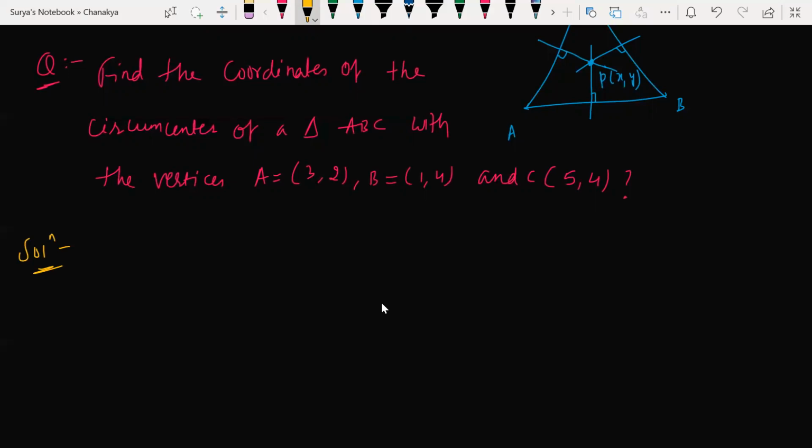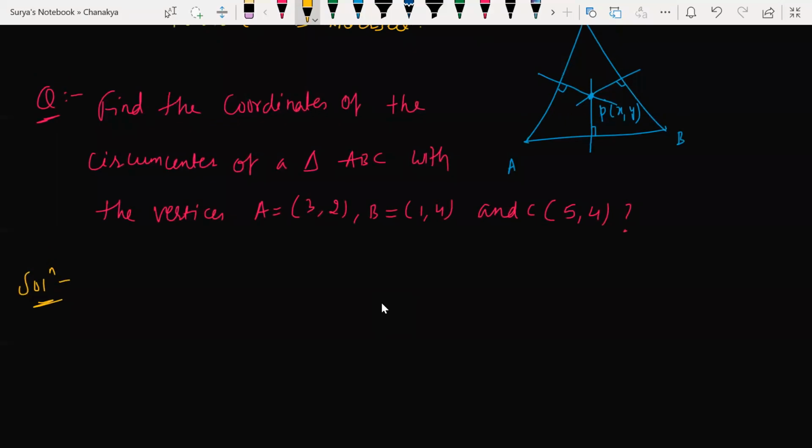Very simple. I'll just tell you how to find that. Look at it. These are the points given: A, B, C. First of all, we need to find any two perpendicular bisector equations.